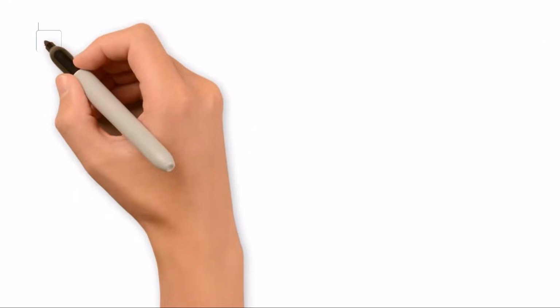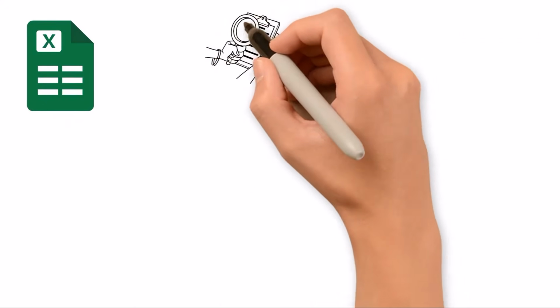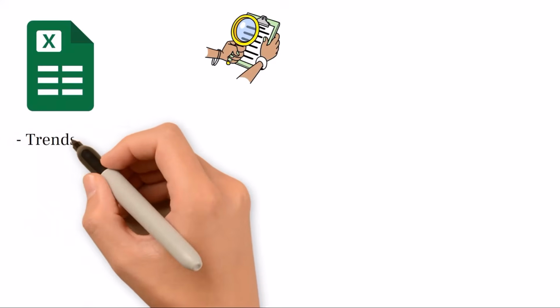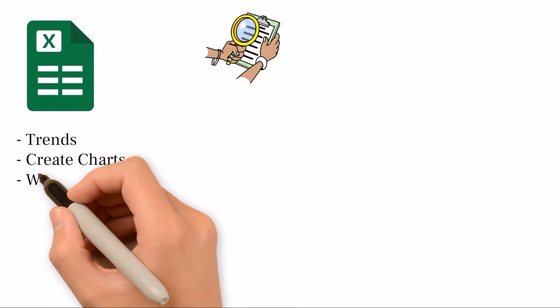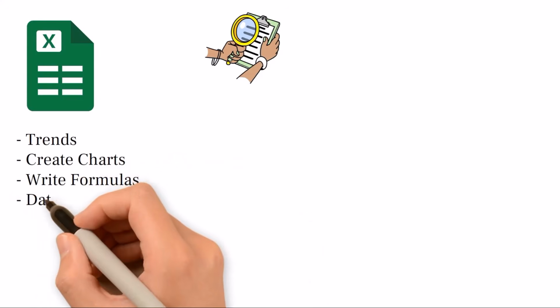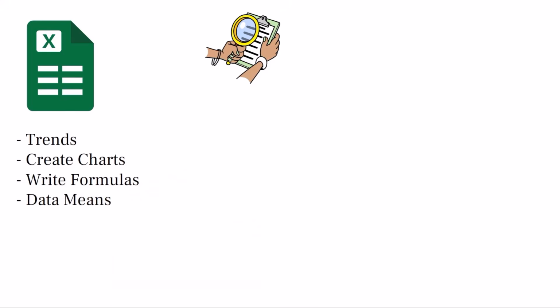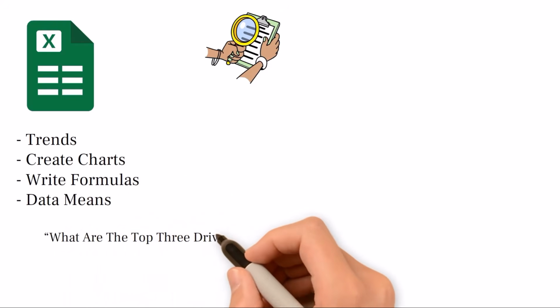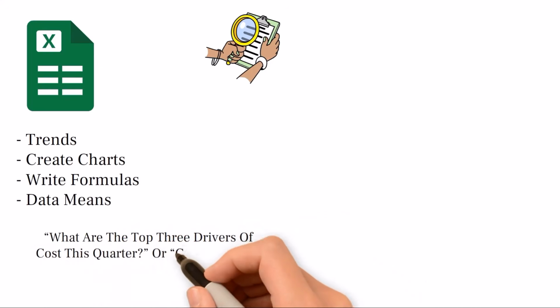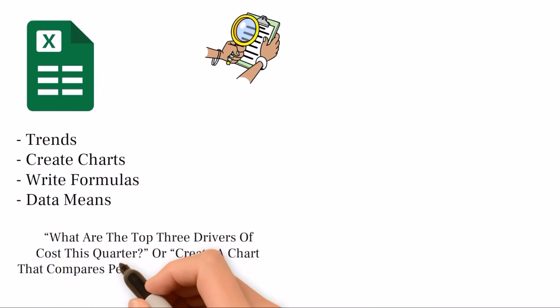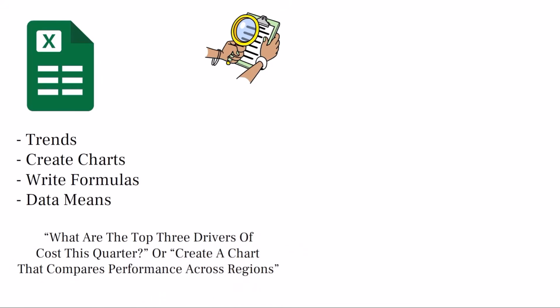In Microsoft Excel, Copilot becomes your data analyst. It can identify trends, create charts, write formulas, and explain what your data means. You can ask questions like, "What are the top 3 drivers of cost this quarter?" Or create a chart that compares performance across regions.